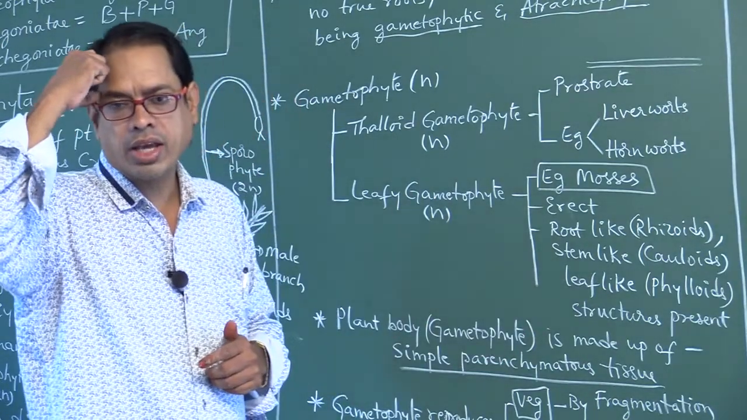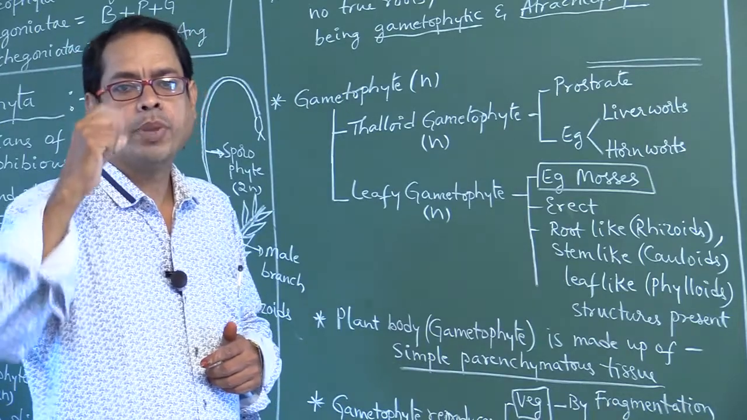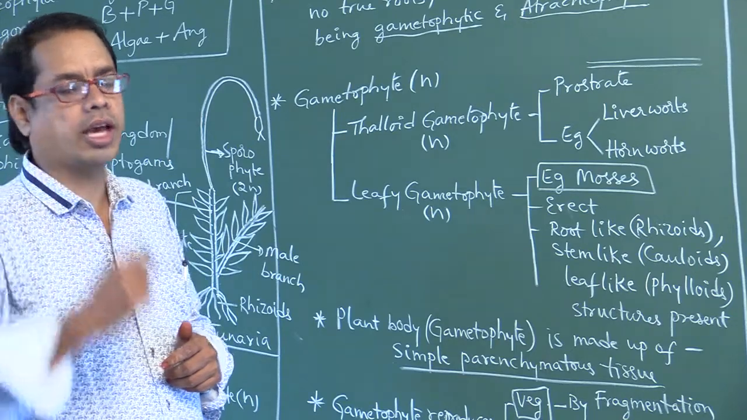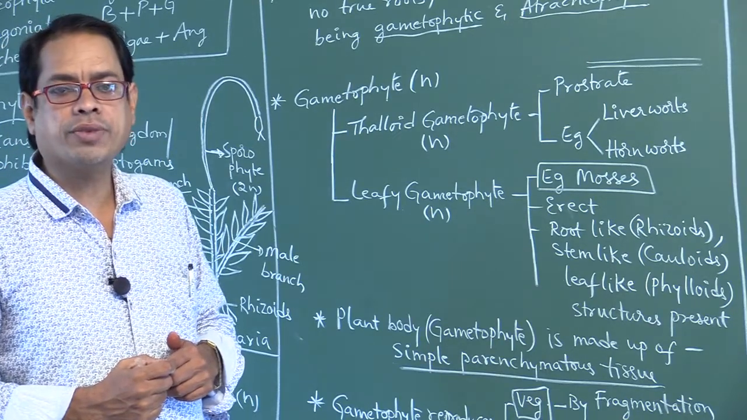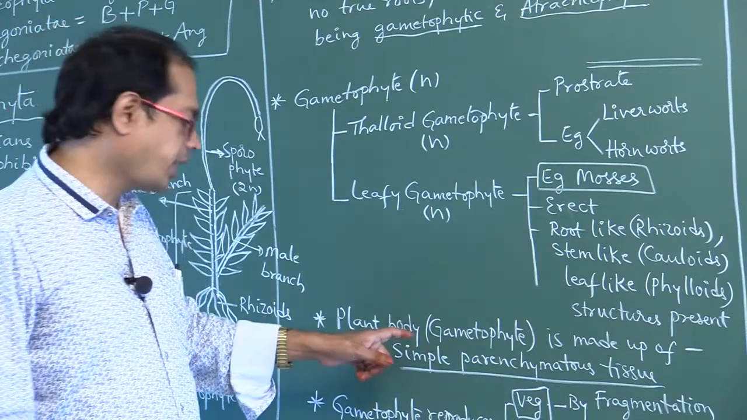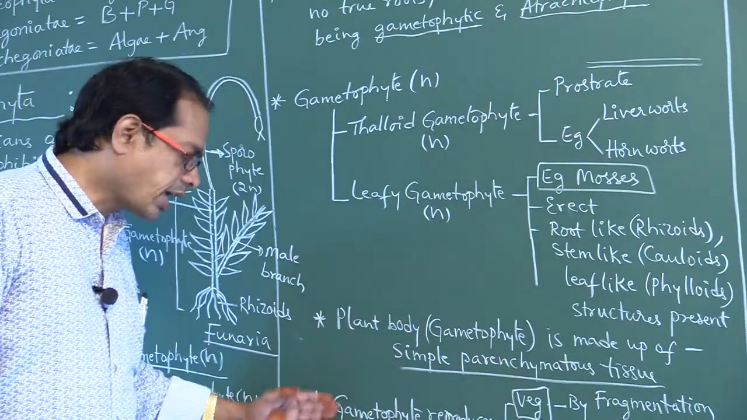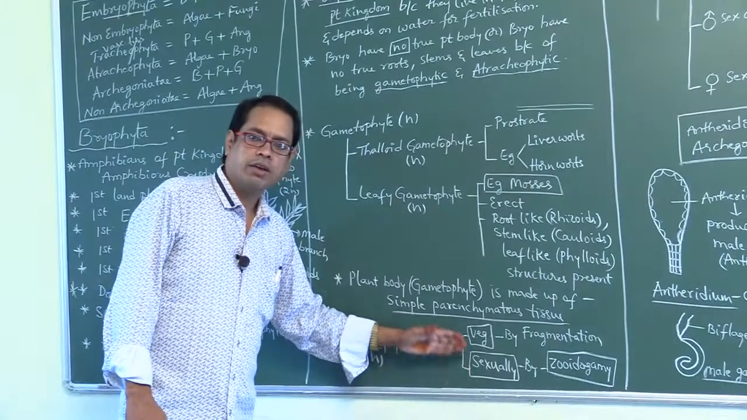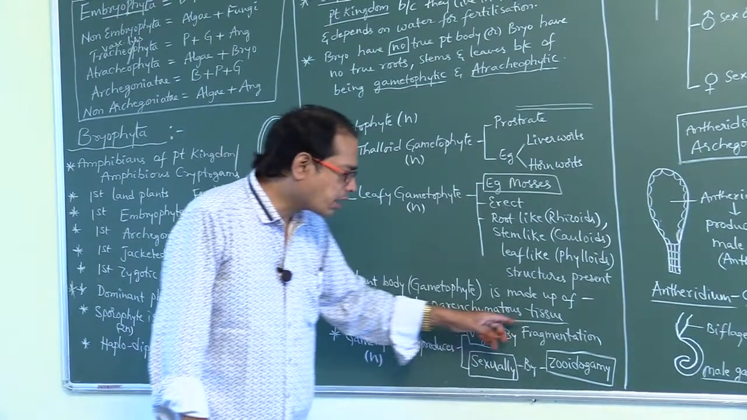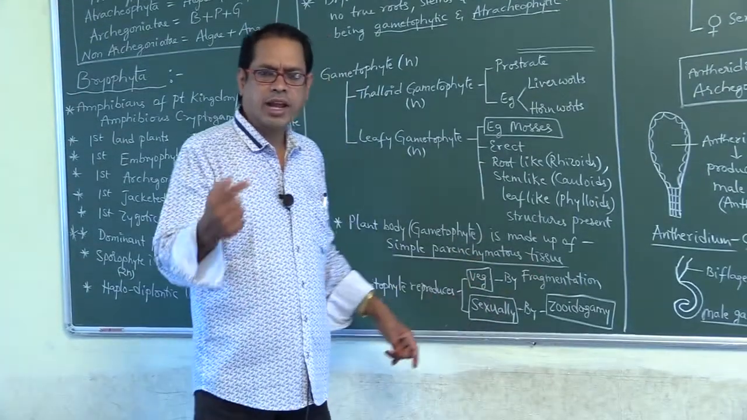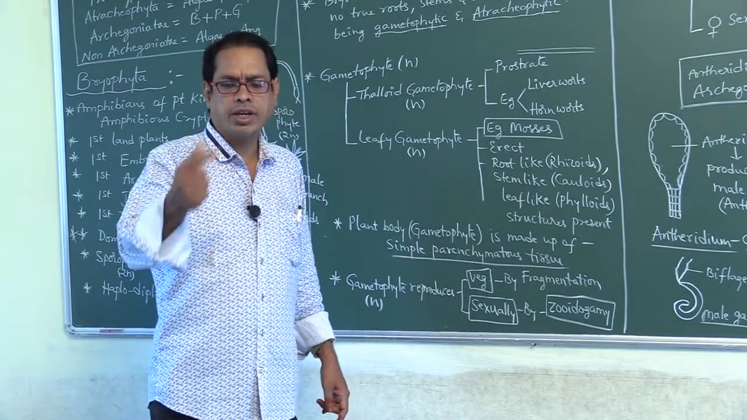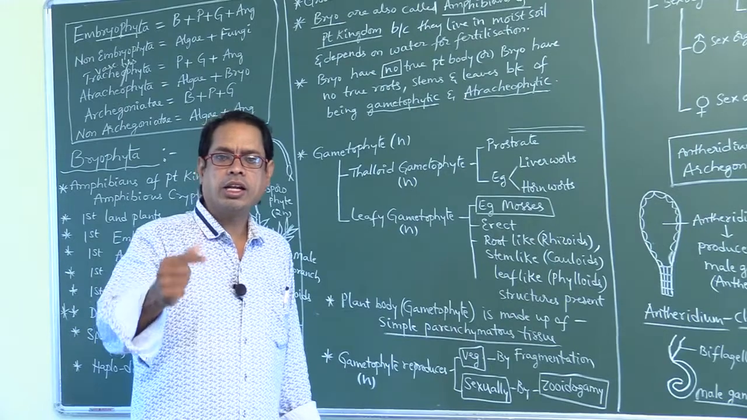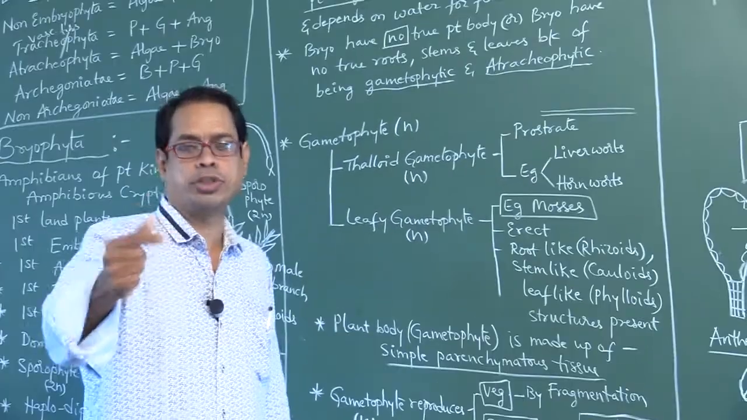Presence of parenchyma is a primitive character. That is, primitive tissue is found inside the gametophytic plant body. This gametophyte reproduces both vegetatively and sexually. Vegetatively by fragmentation. What does fragmentation mean? If a gametophyte is split into a number of fragments, each fragment later develops into a new organism, a new plant.